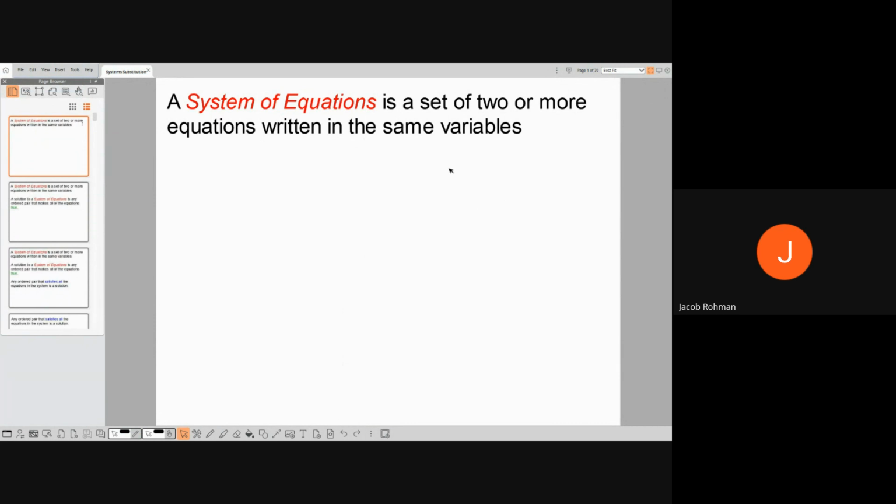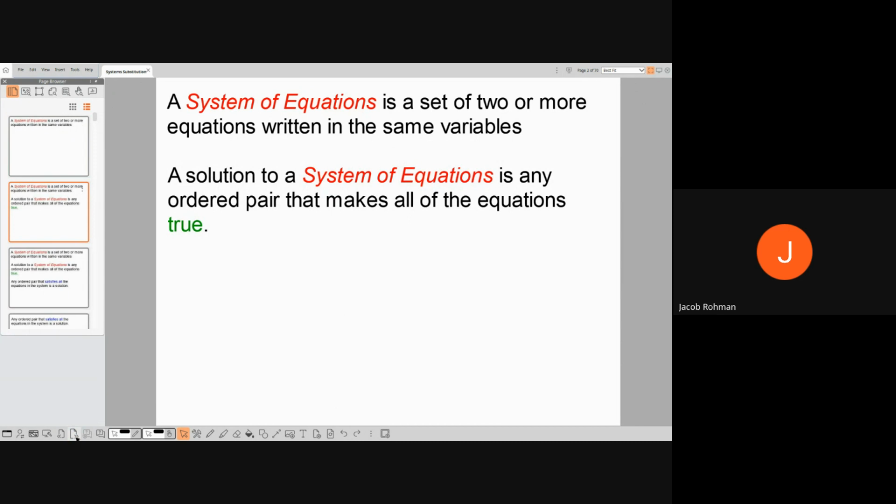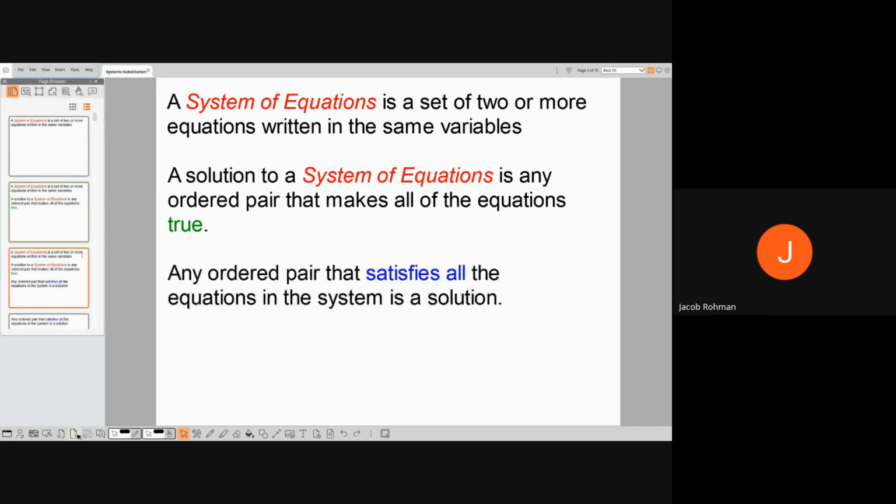Today we're going to be looking at solving systems of equations by substitution. Here at the top I just put a quick definition of what a system of equations is. Recall that a solution to a system of equations is any ordered pair that makes all of the equations true. Another way to say that is any ordered pair that satisfies all the equations in the system is a solution.